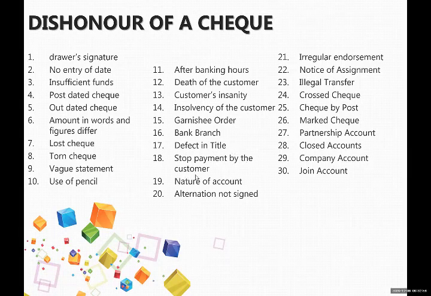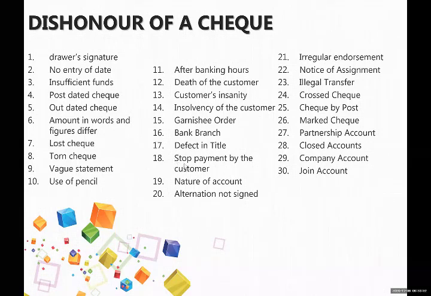Stop payment by customer. For example, now the 18th reason. The customer issued the check, and later on realized that he has issued a wrong check to a wrong person. He gives instructions to the bank to stop this check's payment. When that specific check comes to the branch, the bank will dishonor the check because the bank has received instructions for stop payment from the customer. So in that case, the bank will refuse the payment.